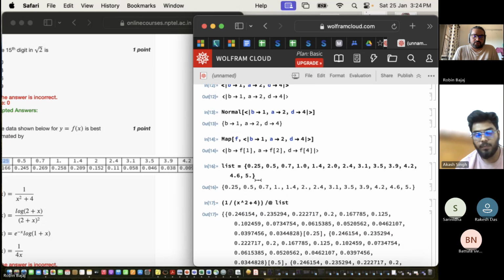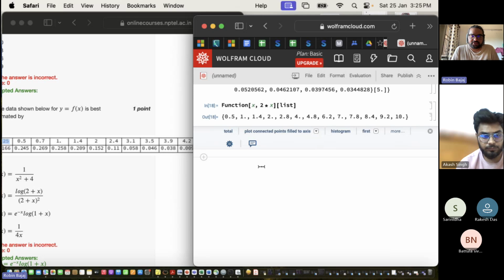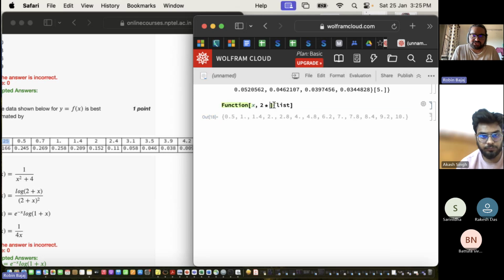Yes, sir. Okay, so now what we have to see is which one is the best out of it. So what I will do, I'll just change the things over there. Divide by x square plus 4.